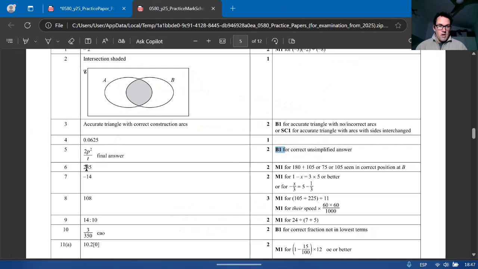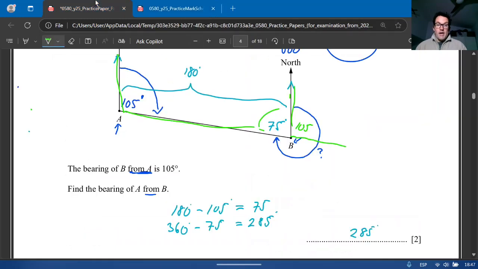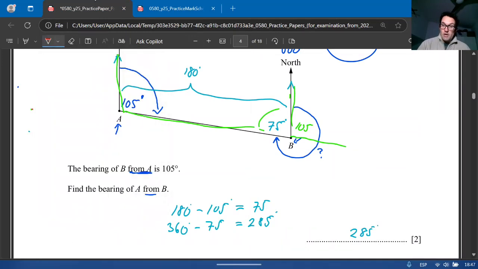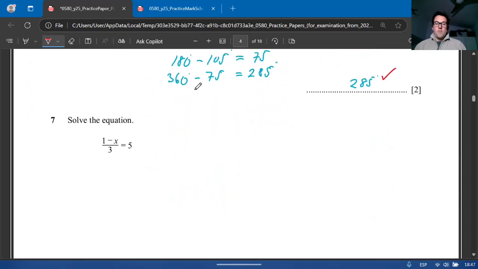Let's see what they got. 285. Yep, they got 180 plus 105. Yeah, write your answers in the graph as well. So they'll look at, oh, there's a 75 to give you a mark. Yes. And then they give a mark there. Or they look for the working out here and they give a mark there. Write as much, but also write things in the sketches, in the drawings. You can pick up marks there easily.